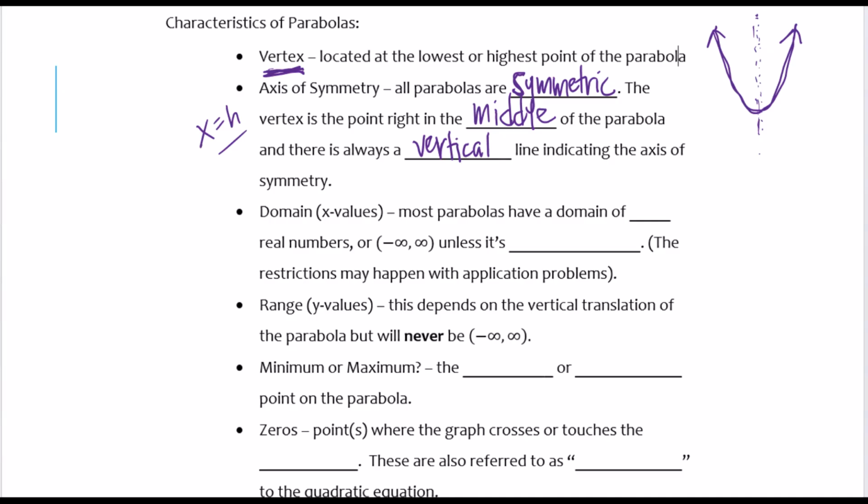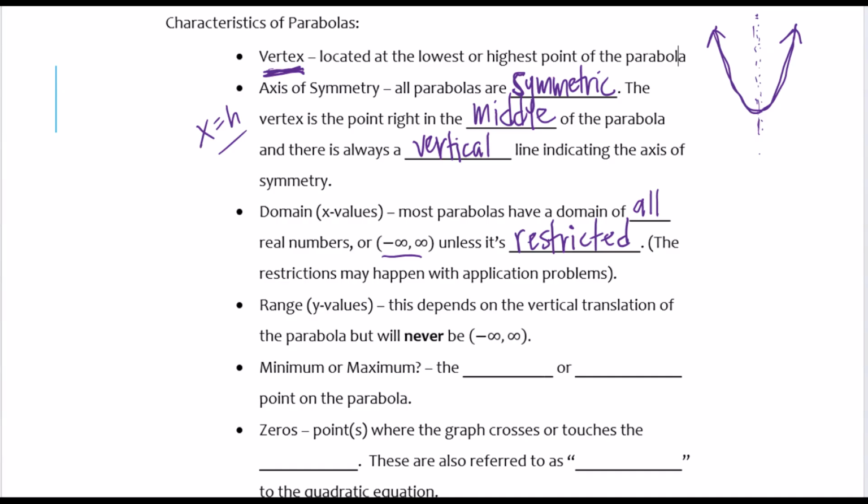So the x values of a parabola, most of them have a domain of all real numbers, or negative infinity to infinity. Most of them do, unless it's restricted. That's the next blank. So some have a restricted domain.